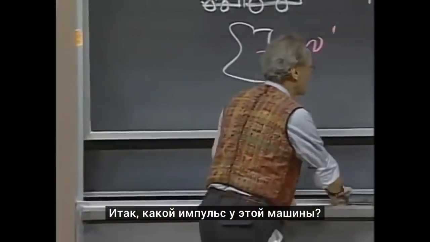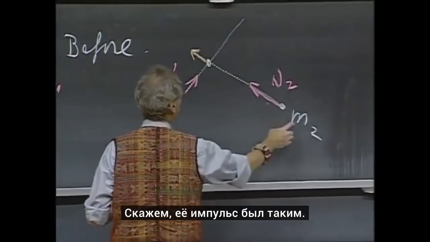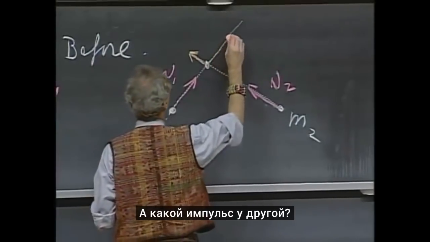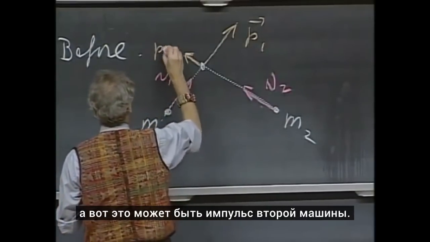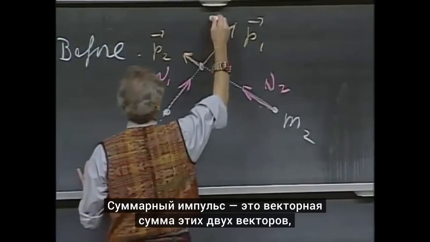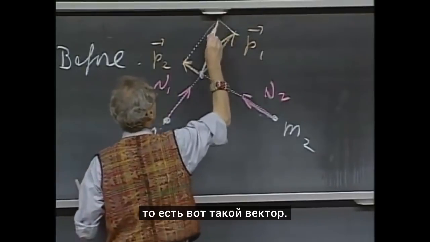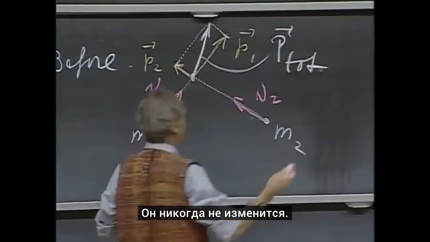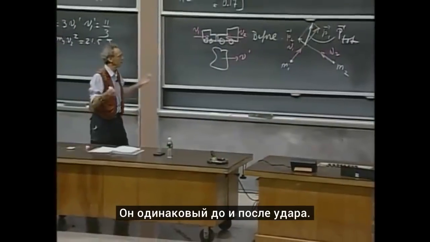It's just during the impact, I claim, that to a reasonable approximation, momentum will have to be conserved. And so, what is the momentum of this one? Well, this may be the momentum of number 1, and this could be the momentum of number 2. The net momentum is the vectorial sum of these two, which is this. That is P total of the system. That is never going to change. Before and after the collision it is exactly the same.